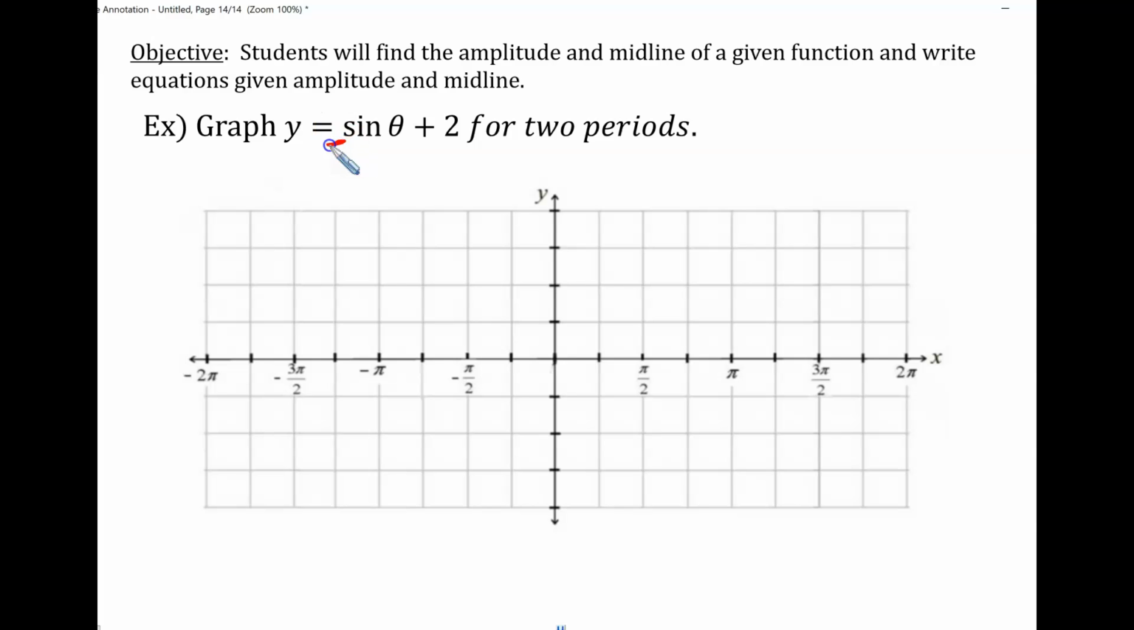If you notice, there's nothing in front of the sine. So that tells you that your amplitude is going to be 1. And then your K value is at the end. So that's a +2. This tells you your K is going to be 2. And remember, K is your midline. K is going to be your middle value, and it's a +2, so I'm going to go up.